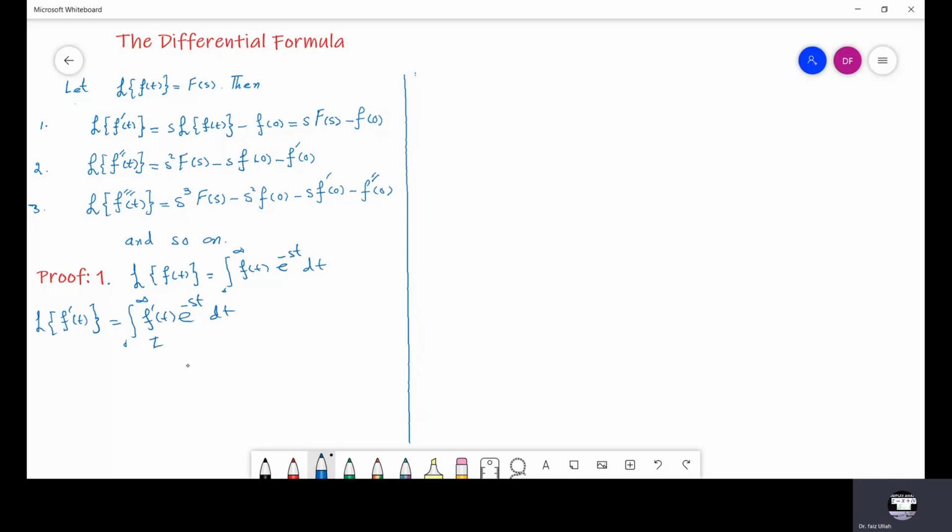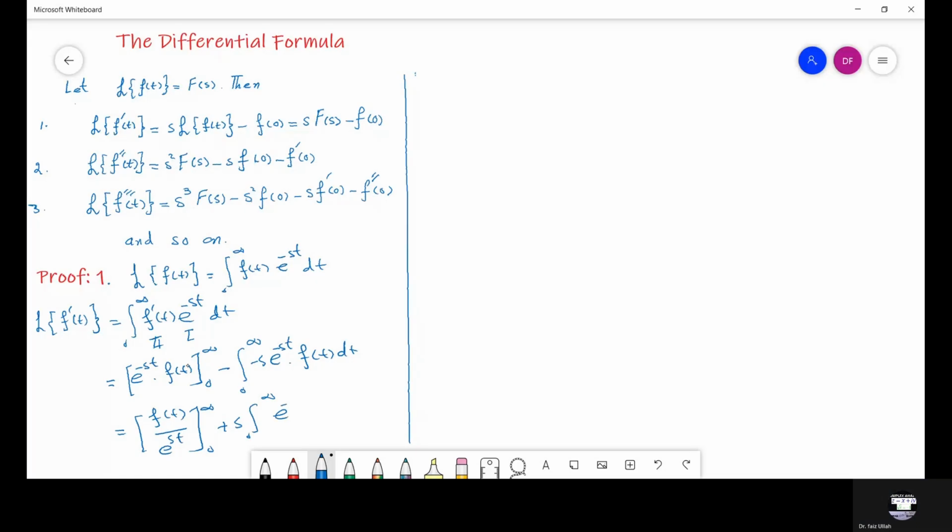Now we use integration by parts. So let us say this one is first function and this one is second function. So we obtain first function into integration of f dash, which is f of t, and the limits are from 0 to infinity, minus integration from 0 to infinity, differentiation of the first, integration of the second. And now from here we can write f of t divided by e power st, the limits are from 0 to infinity, plus s integral from 0 to infinity e power minus st f of t dt.